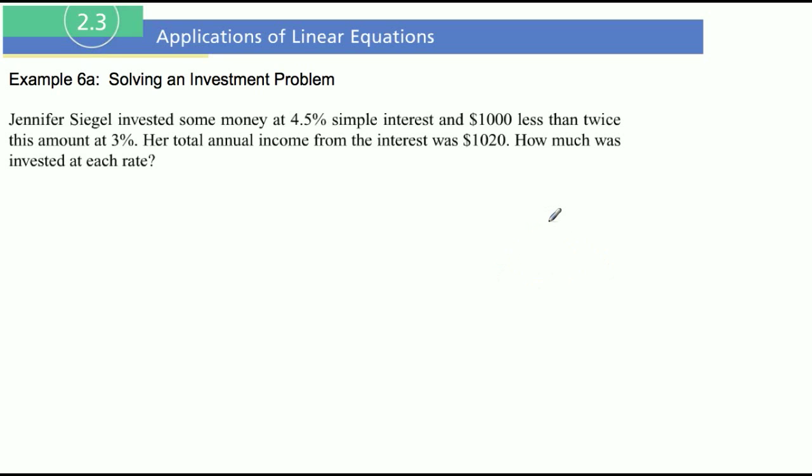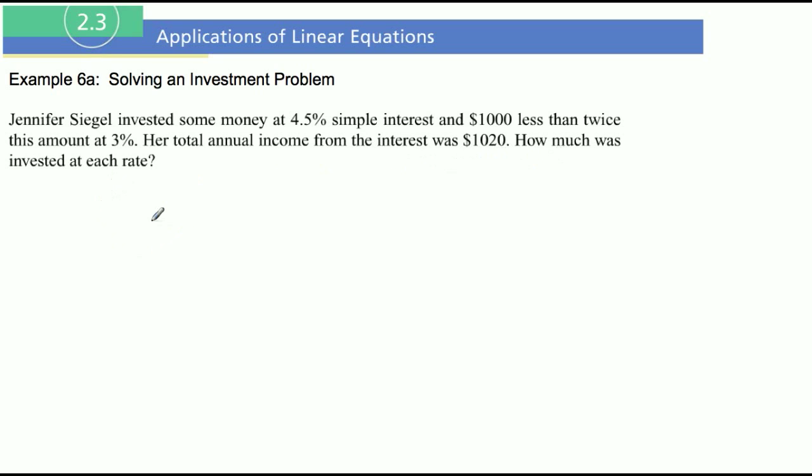So let's take a look at this investment problem right here. Jennifer Siegel invested some money at 4.5% simple interest and $1,000 less than twice this amount at 3%. And her total annual income from the investment was $1020. How much was invested at each rate?